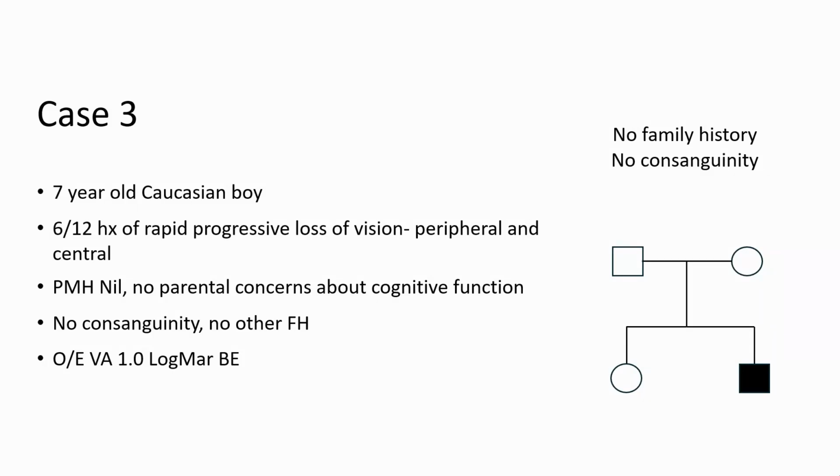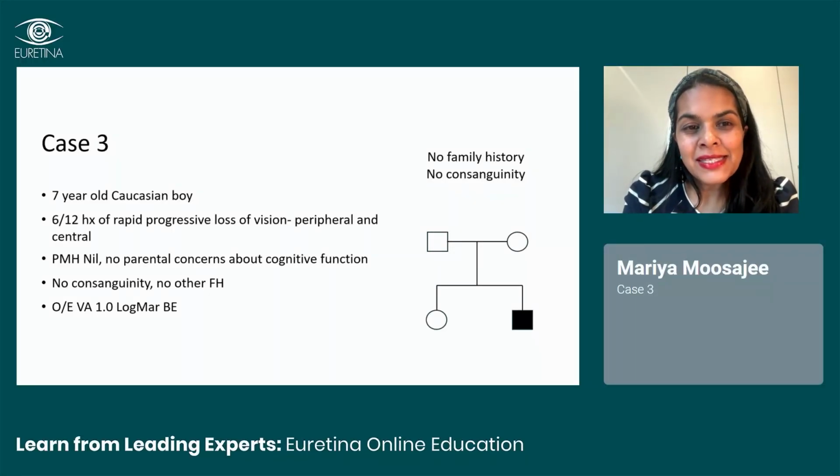Okay, so this is a slightly more intense case, I would say. This is a 7-year-old boy that I actually saw. He had a 6-month history of rapid progressive loss of vision involving his peripheral and central vision. Now, when I say rapid progressive loss, he had absolutely normal vision 6 months prior to me seeing him. He had had optician checks, optometry checks. His vision was 20/20, logMAR 0.0. But within 6 months, his presenting vision was 1 logMAR in each eye.